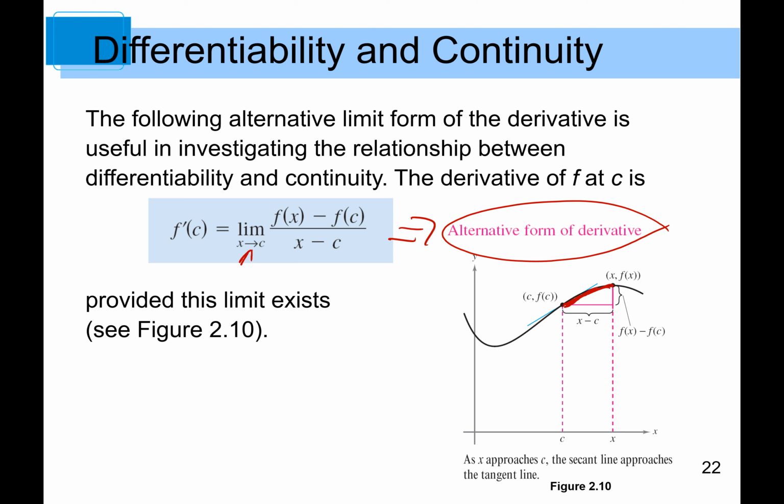As you can see from the graph, the slope of the secant line: in this case, this is delta y and this is delta x. Delta y equals f of x minus f of c, and delta x is just x minus c, right? That's why we have that. So basically it's pretty similar to the other definition, but with a different notation.